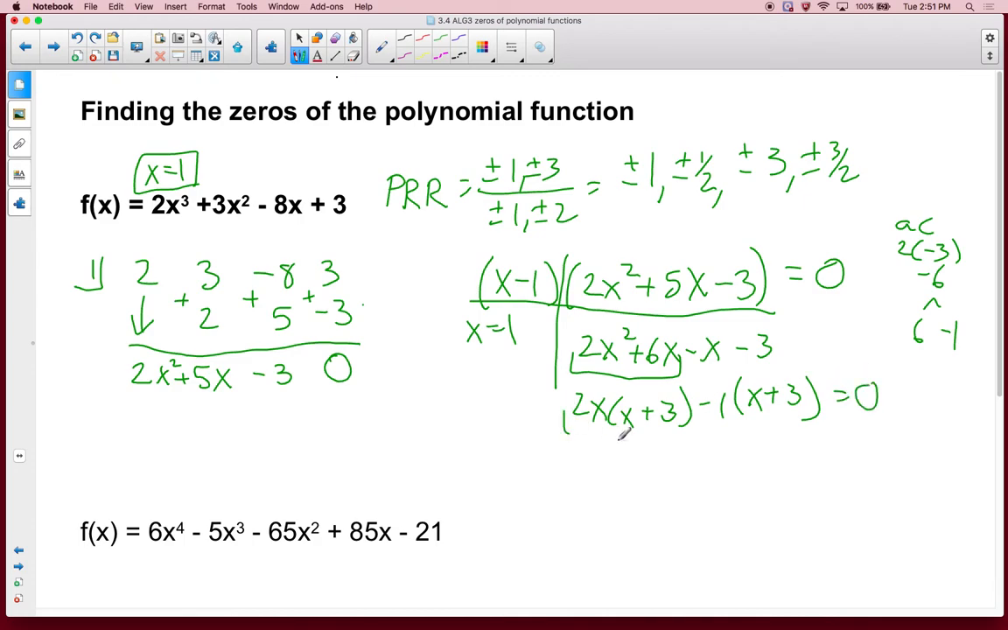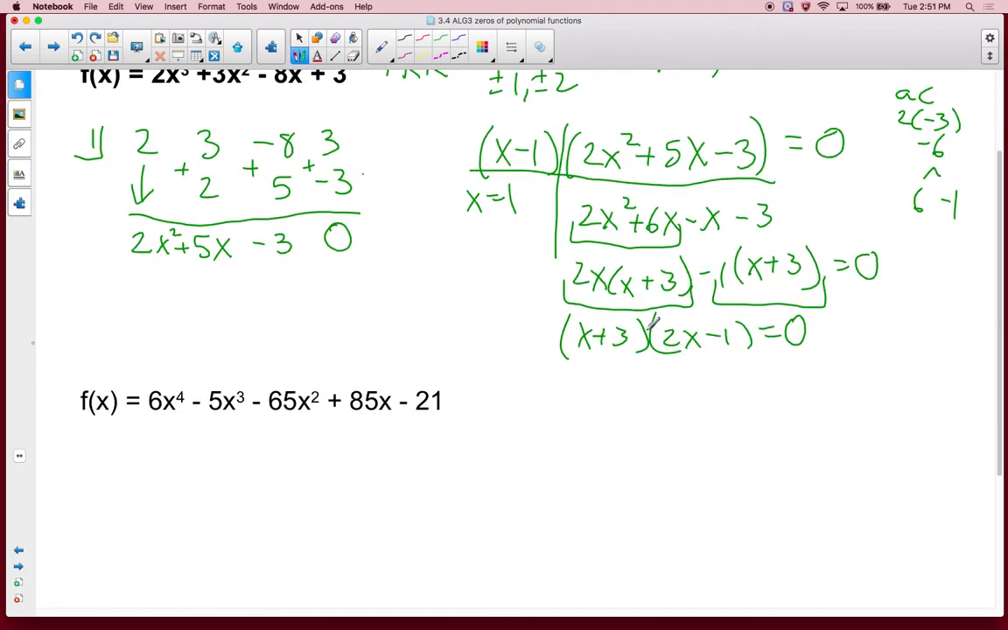Okay, and then these both had in common an x plus 3, so I'm going to take that out. And then I'll have a 2x minus 1 left. And there we go, we were able to factor that. So, making a t-chart here, we get x is negative 3, and here we get 2x equals 1, or x equals 1/2.